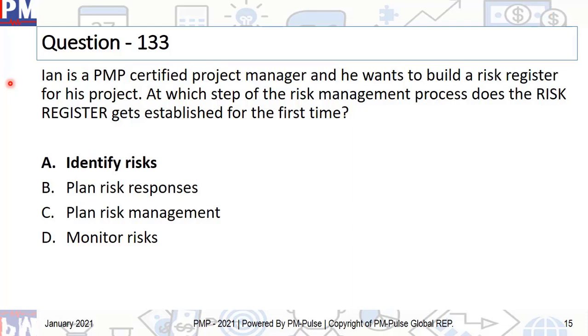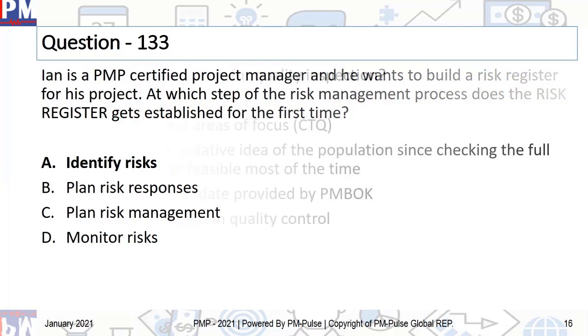And the correct answer is A, identify risks. So what's happening here? Ian is a PMP certified project manager, and he wants to build a risk register for his project. At which step of the risk management process does he do that? Well, the risk register is an output of the process called identify risks. Yes, the risk register is an output of other processes of risk management as well, in the form of document updates. But the first time it becomes an output of a process, it is identify risks, and therefore among the options provided, this is the correct option.